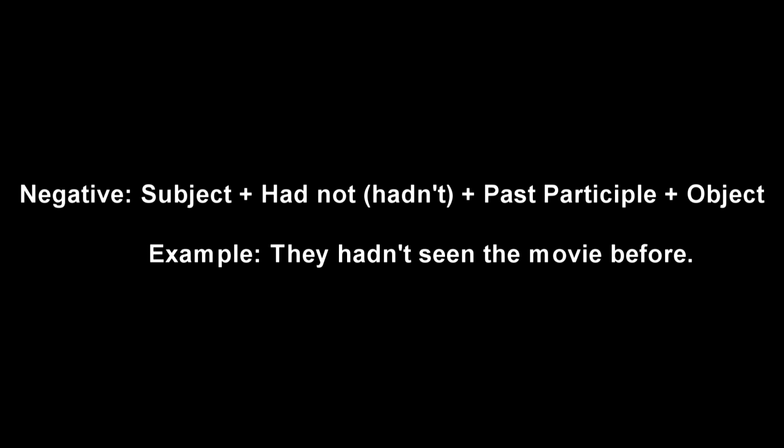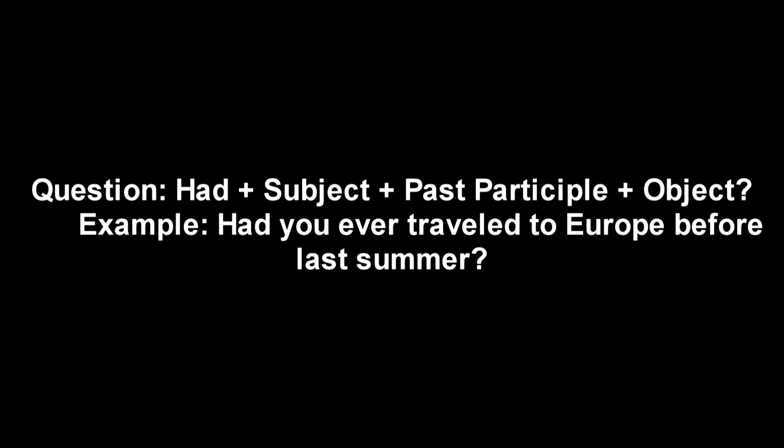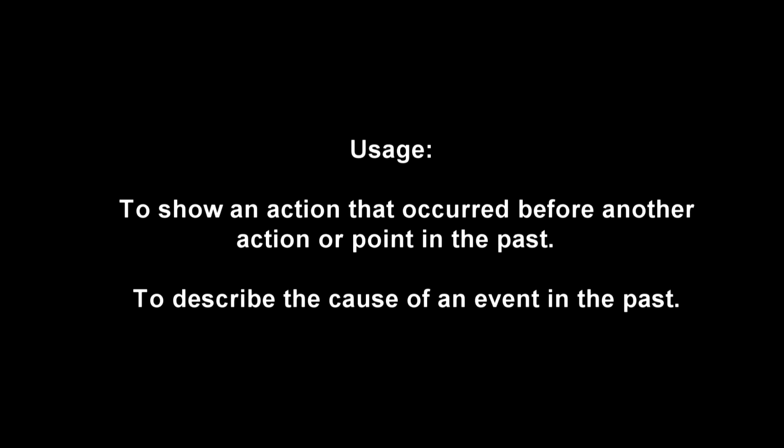Negative, subject plus had not plus past participle plus object. Example, they hadn't seen the movie before. Question, had plus subject plus past participle plus object? Example, had you ever traveled to Europe before last summer? Usage. To show an action that occurred before another action or point in the past. To describe the cause of an event in the past.